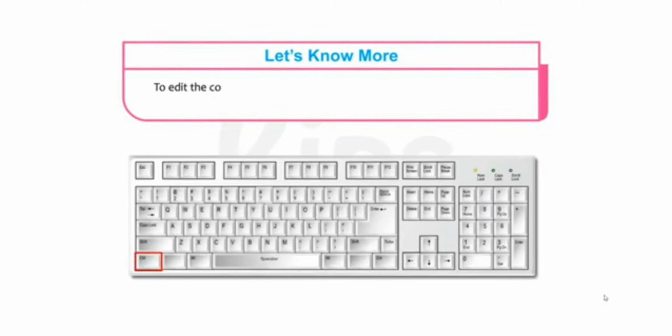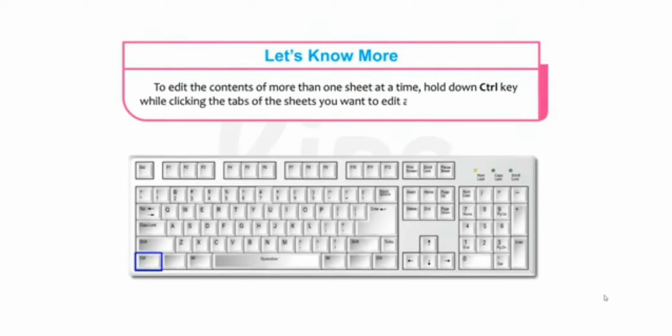Students, note you can group the sheets in Excel 2013 in the same way as explained above. Students, let's know more. To edit the contents of more than one sheet at a time, hold down the Ctrl key while clicking the tabs of the sheets you want to edit and then modify the data.